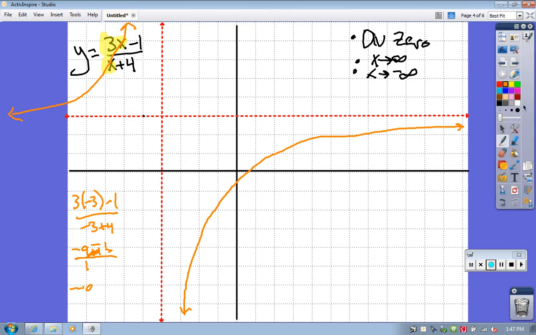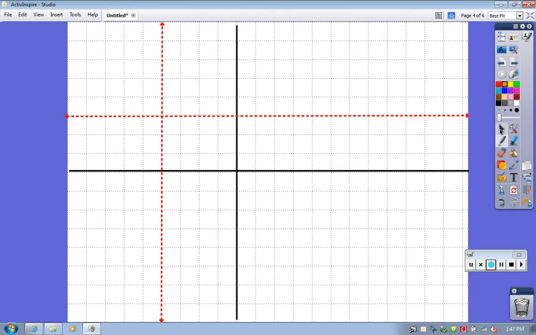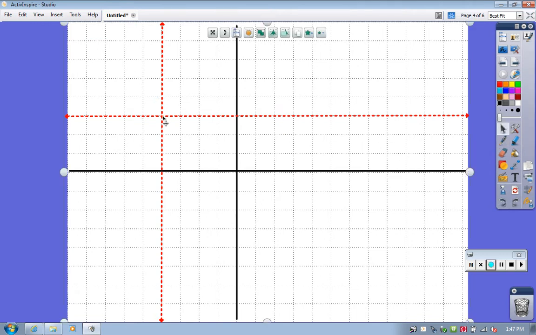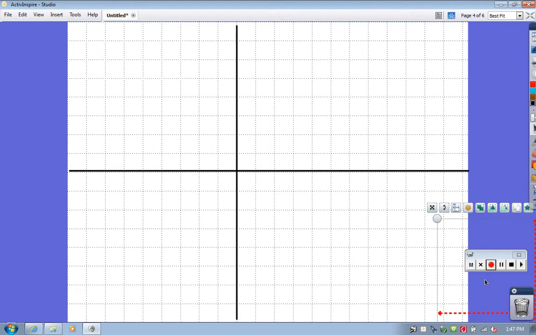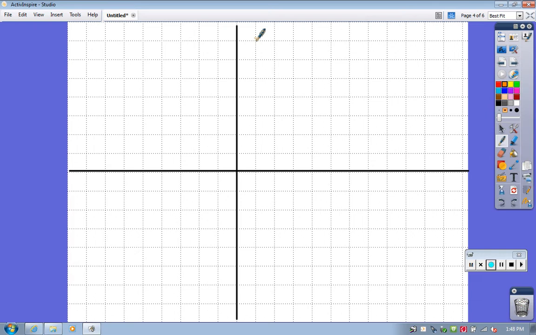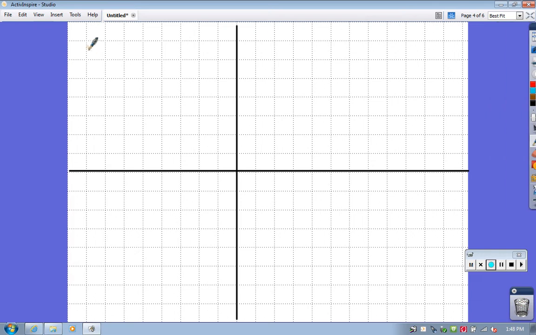Okay, so let's do another example. And this example is going to up it a little bit too. It's going to look a little bit different than what we've done so far, but not that different. It's always the same questions. It's always, am I dividing by 0? What happens as x gets big?